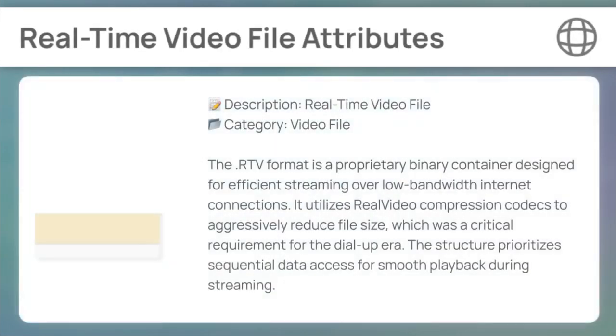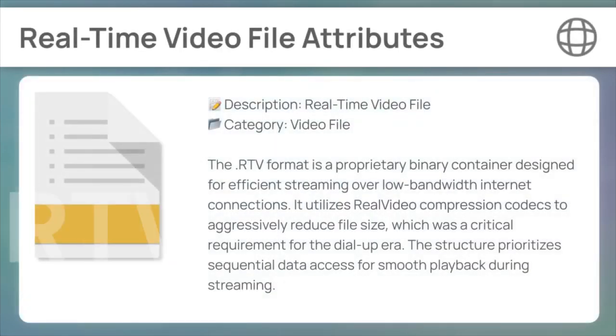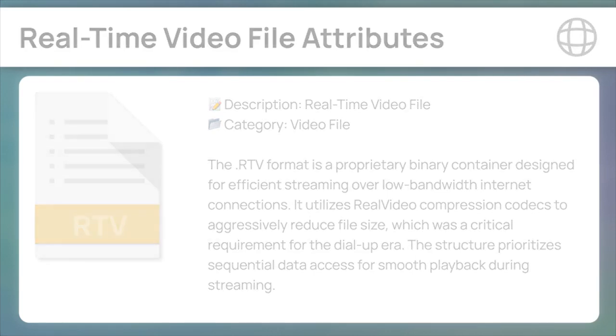The .RTV format is a proprietary binary container designed for efficient streaming over low-bandwidth internet connections. It utilizes RealVideo compression codecs to aggressively reduce file size, which was a critical requirement for the dial-up era. The structure prioritizes sequential data access for smooth playback during streaming.